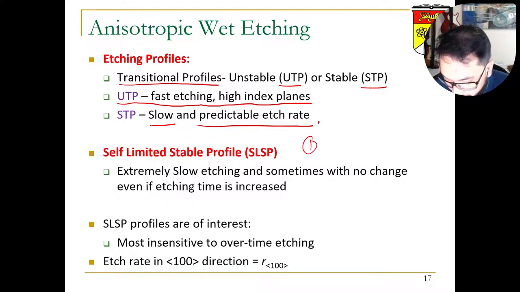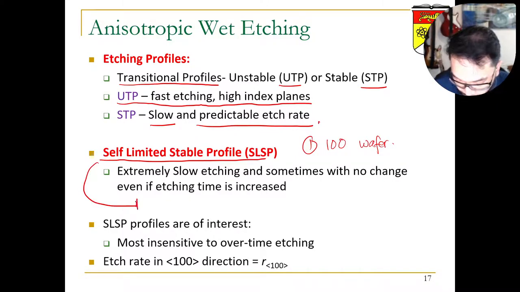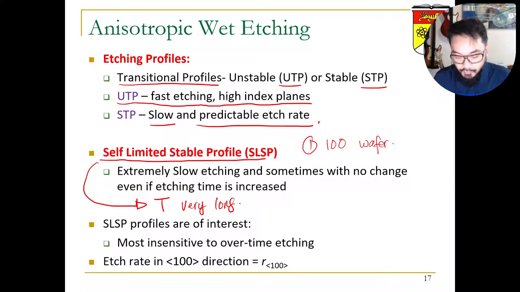The first thing is, are we using a standard wafer? If you use a 100 wafer, and your opening window on top is of a reasonable size and loading, then yes, you will almost definitely get what we call a self-limited stable profile. A self-limited stable profile is achieved when your etch time, capital T, is very, very long. Then the etching process will stop once you reach the SLSP.